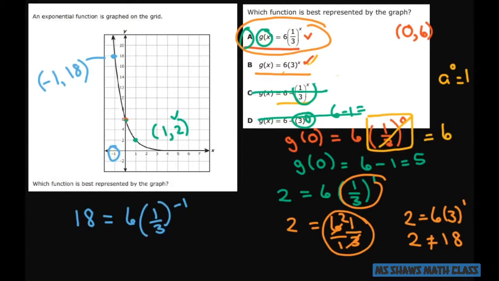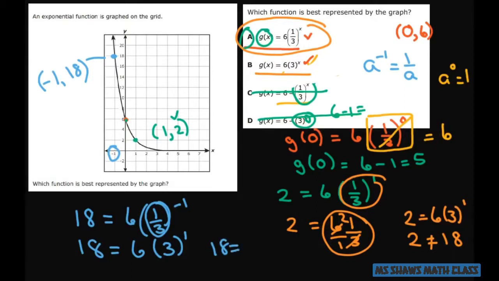Well, if you have a to the -1, that equals 1 over a. So that's basically what we have. You just reciprocate that, and that's going to be 3 to the first power. So 18 does equal 18. So I checked both of my points here. So A is the solution.